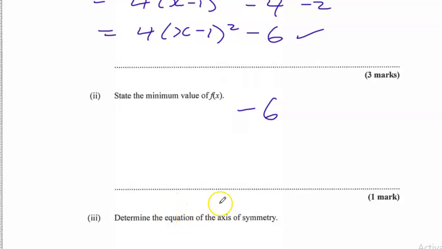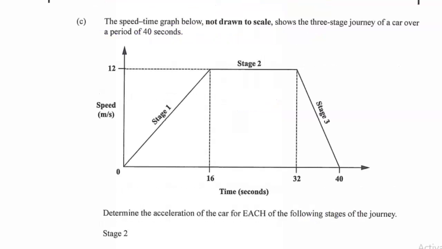The equation of the axis of symmetry is x equal 1. Notice this value makes the bracket 0. Now in part C, we have a speed-time graph, not drawn to scale. Determine the acceleration of the car for each of the following stages of the journey. Stage 2: notice the speed is constant, so the car is not accelerating. So the acceleration is 0, because remember, acceleration means change in speed. In stage 2, the speed remained at 12 meters per second, so the acceleration is equal to 0.